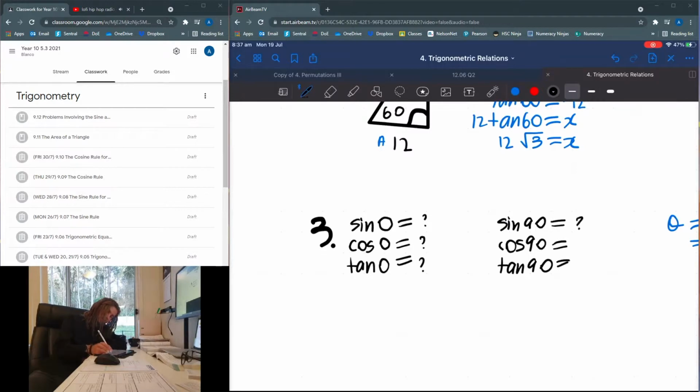And I guess you can't really draw a triangle where there's an angle of 0 and an angle of 90. That would just be a straight line. But I don't know, have a go.